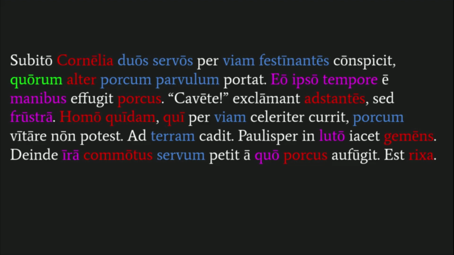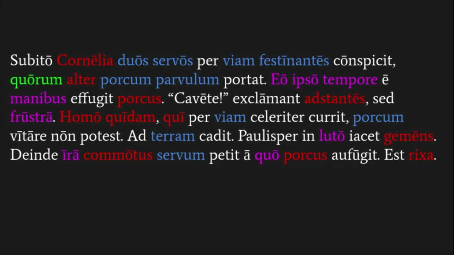So some guy, some man, qui, who, again, here we have another QU word, but it's a relative pronoun. You can tell because it's in a clause with commas around it. It's referring to the homo quidam. So some man who is running, currit, per viam celeriter, through the street quickly. So it's a relative clause. It's describing, giving more information about the homo quidam. It's not just any man, or any some man, you might say here. It's the one who's running through the streets quickly.